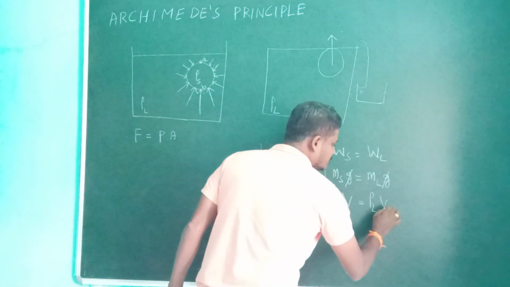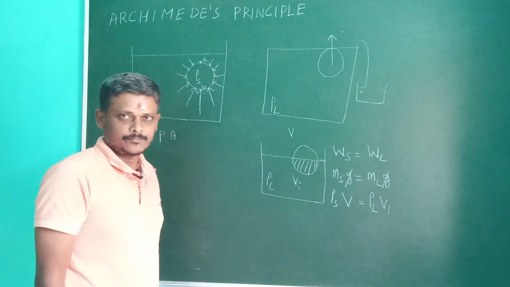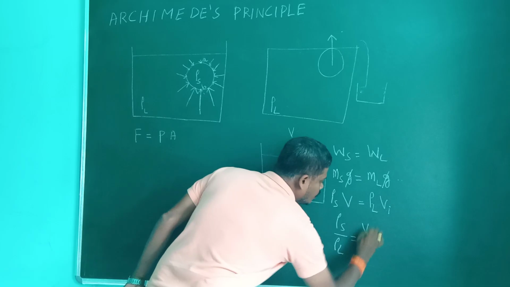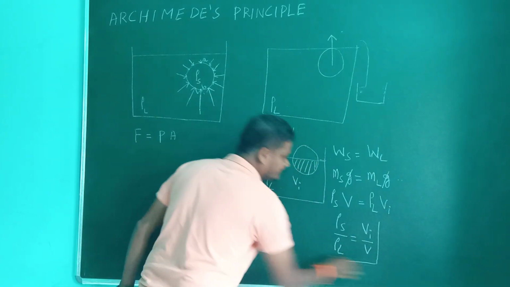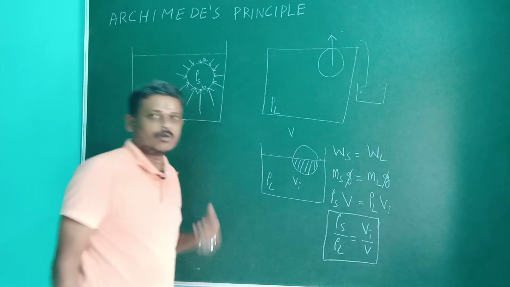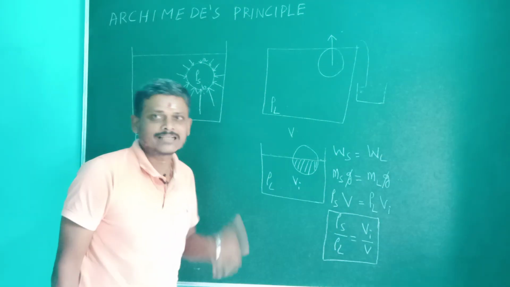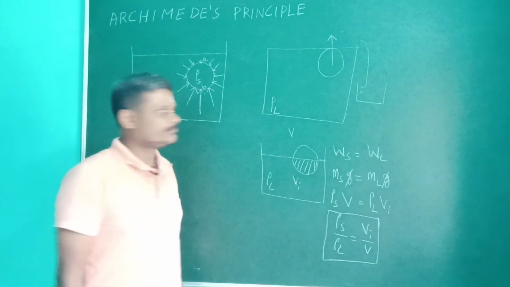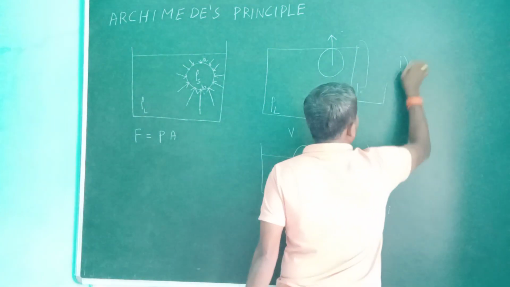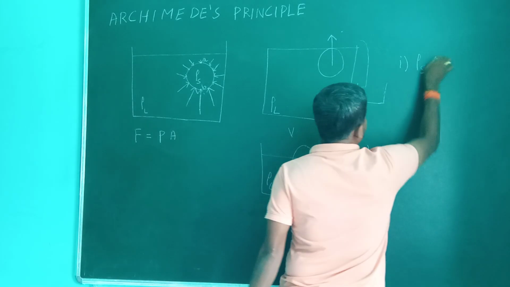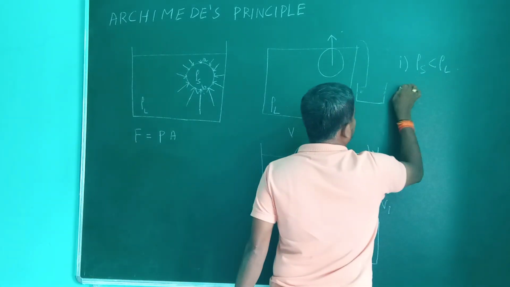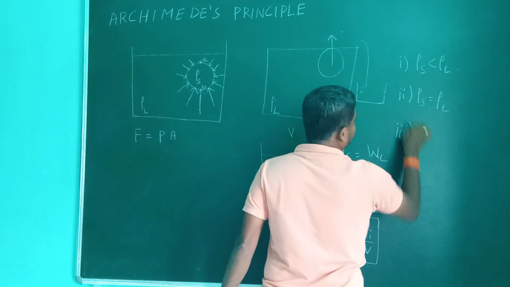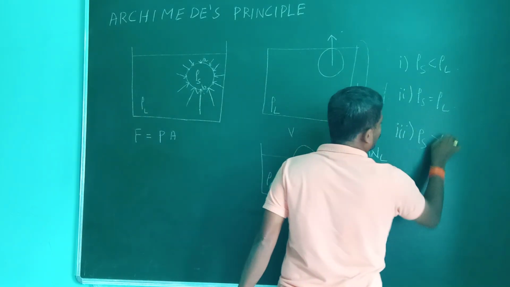What is volume of the liquid displaced? That is immersed volume of the solid. From this I can write rho S by rho L is equal to Vi by V. Here Vi by V gives the fraction of the volume of the solid immersed. Using this we have three possibilities. First possibility is what if rho S is less than rho L? What if rho S is equal to rho L? And third one is if rho S is greater than rho L.